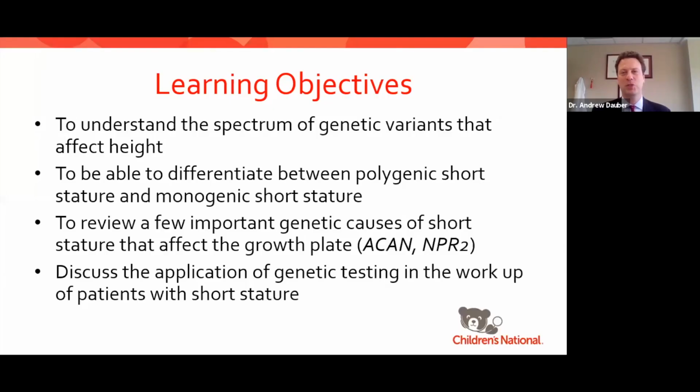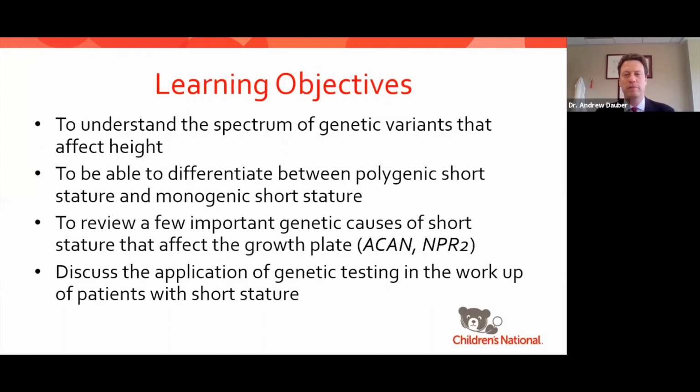Well, we have four big objectives today. First is to understand the spectrum of genetic variants that affect height. The second is to be able to differentiate between polygenic short stature and monogenic short stature, and I'll talk a little bit about what those terms mean.